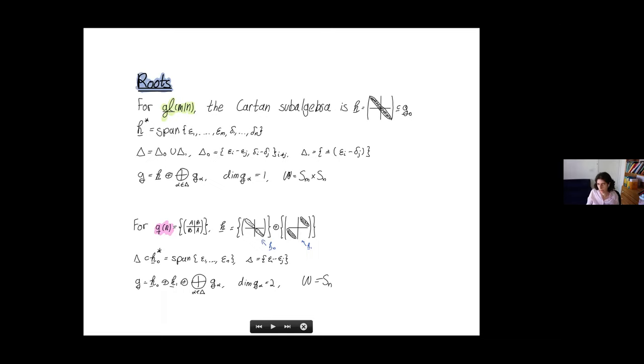Also the Weyl groups. The Weyl group for a Lie superalgebra is just the Weyl group of the even part. So the even part of GL(m|n) is just GL_m plus GL_n, and the Weyl group is S_m cross S_n. And the Weyl group of Q_n is just S_n. Okay, so these are our root structure. Please stop me in the middle if you have any questions. This is our setup.